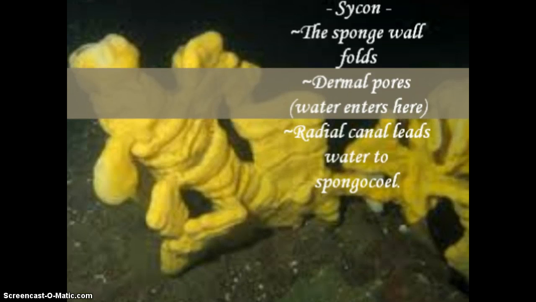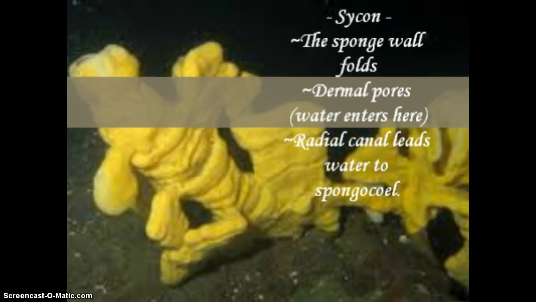The next is the sycon, in which the sponge wall folds, and they have the dermal pores where the water enters. They have a radial canal that leads to the sponge shell.